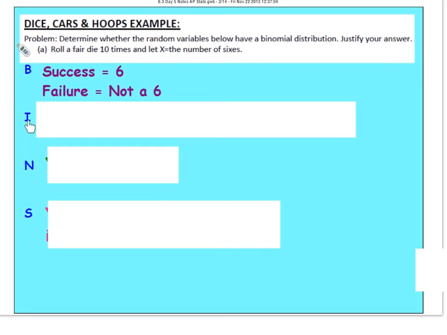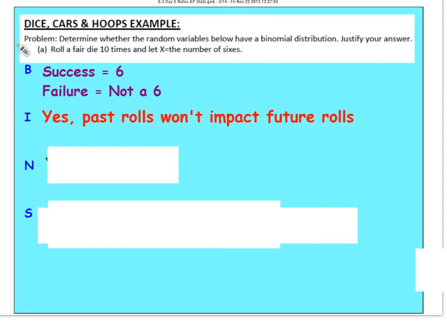Okay, how about independent? We're doing 10 rolls. Is roll 1 independent of roll 2 and roll 3? Yeah, it just makes logical sense. Yes, past rolls won't impact future rolls. Now remember, back in chapter 5, we had to prove independence mathematically. We're going to start getting away from that, and it's going to be like, well, yeah, it's just obvious that they're independent, but we have to state that.